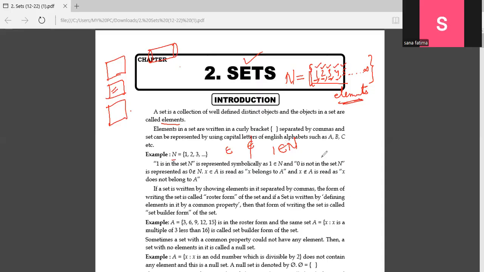Whereas if I write down 0, how do you tell? Does 0 belong or does not belong?